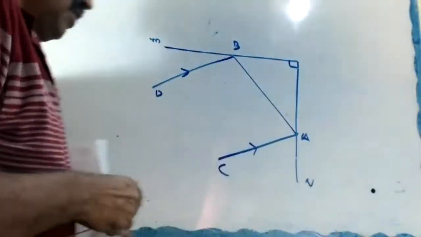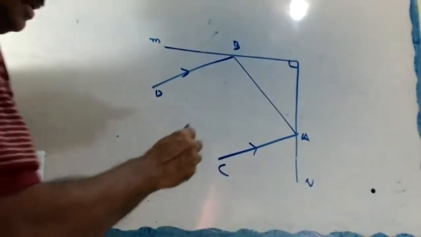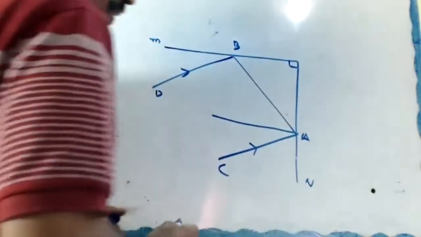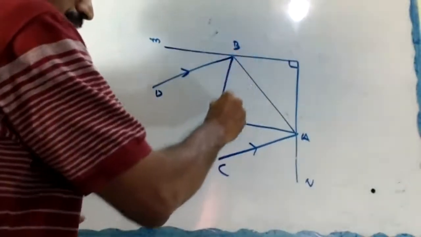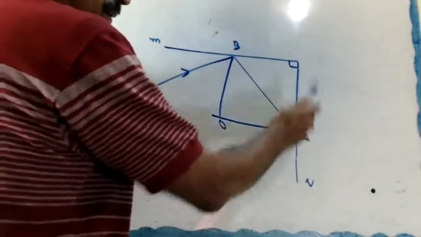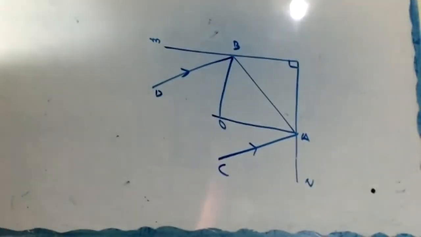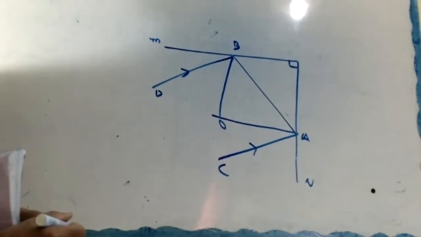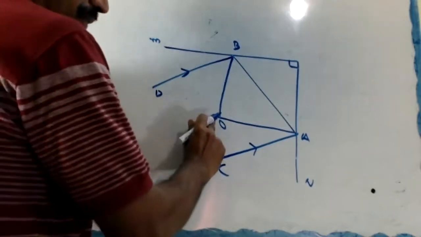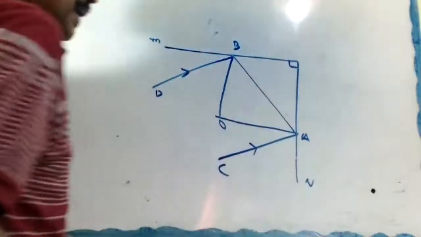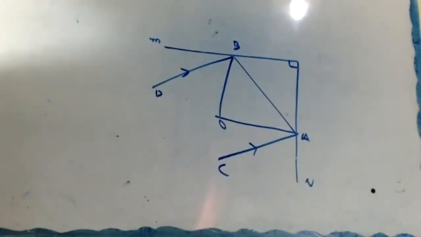Look, first of all, draw a line perpendicular here. Okay, this is perpendicular. Draw OA perpendicular to N, OB perpendicular to M. They are called what? Normal. Now, what did we do? Draw OA perpendicular to mirror N, OB perpendicular to mirror M.